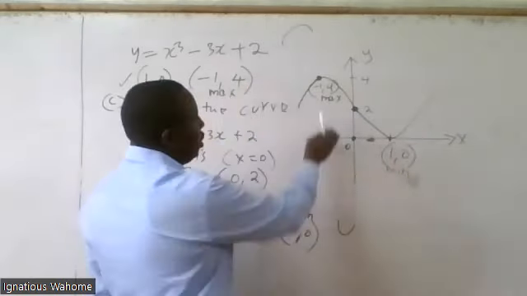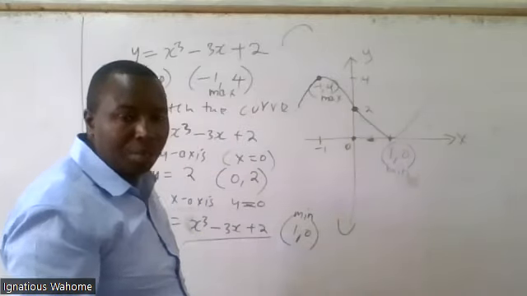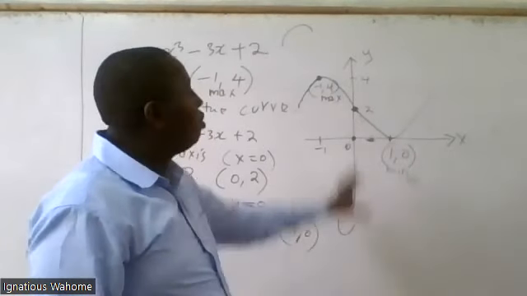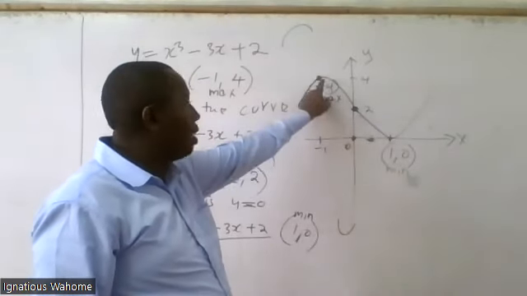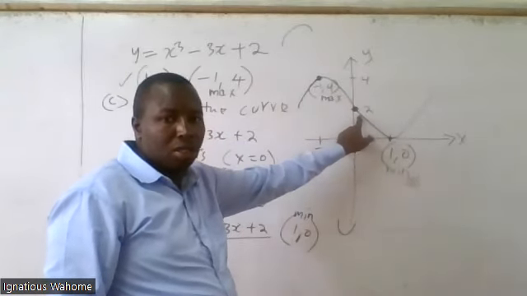So you do not just join this and this one. You must show how the curve is moving. Is that okay? Yeah. And you have already sketched the curve: this maximum, this minimum, and then you have 1 point there. So that's what you get.